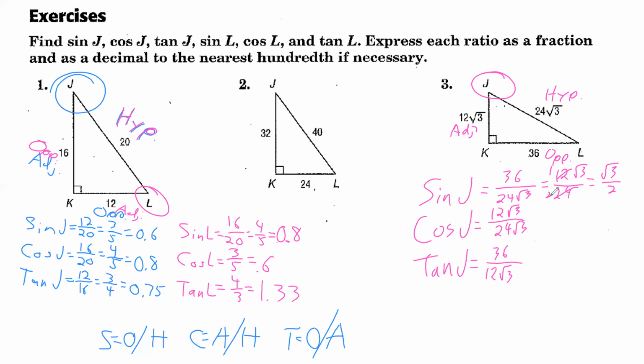The next one. This one's even easier. Square root of 3 is on top and bottom. What's going to happen to square root of 3? Cancel that. Now we have 12 over 24. That reduces to 1 half.